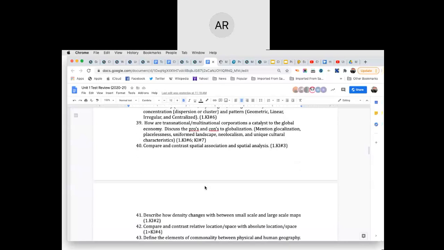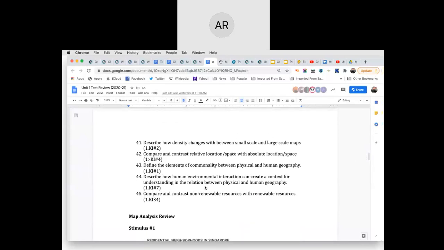All right, let's continue on. 41, describe how density changes between small and large scale maps. Know that densities can be less detailed in small scale maps. And then when you go to a large scale map, there's more detail. Just remember, when you move from those two scales, from small scale, you have limited detail, you zoom out, and when large scale, you zoom in and you have more detail. So when we're looking at density changes, we're always going to want to look at a large scale map, not a small scale map.